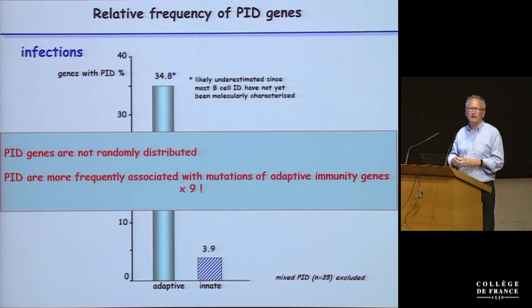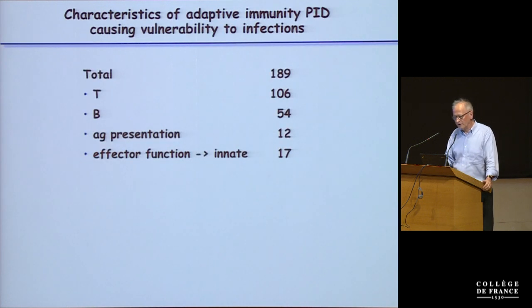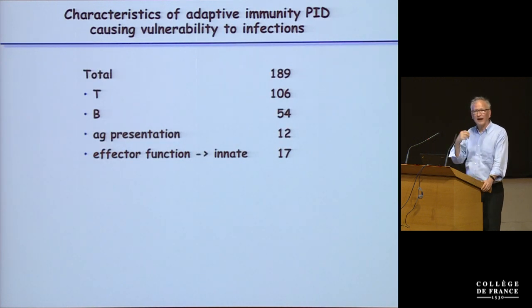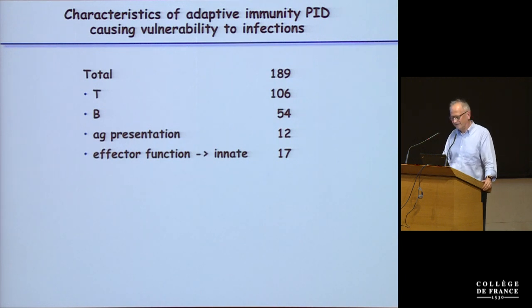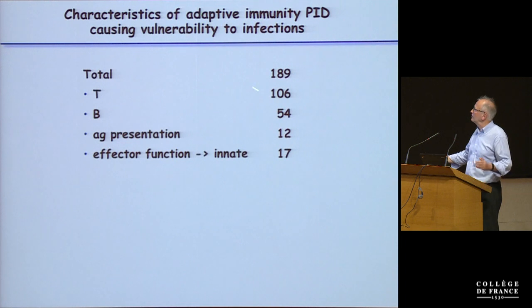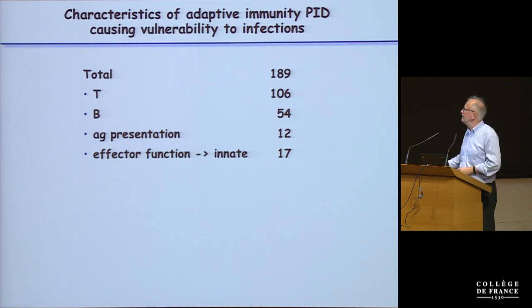And the difference is a factor of 9 between adaptive immunity and innate immunity. If we go one step further, looking not only at frequency but also at characteristics of these genetic disorders, we'll see a few more differences. Now, considering first primary immunodeficiencies causing vulnerability to infections and related to adaptive immunity, so 189, 106 are mostly T-cell deficiencies, 54 B-cell immunodeficiencies, 12 deal with antigen presentation to T-cells, and another 17 with effector functions from T-cells inducing innate immunity.